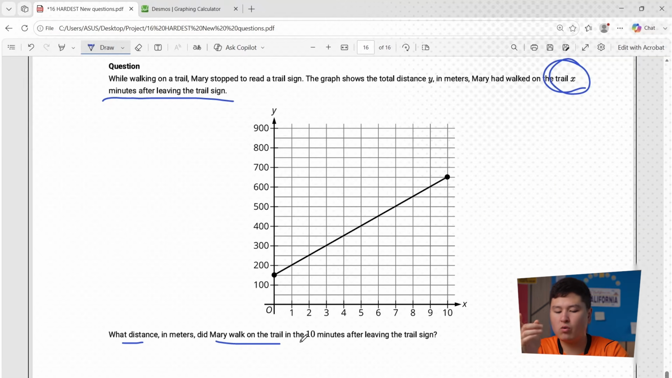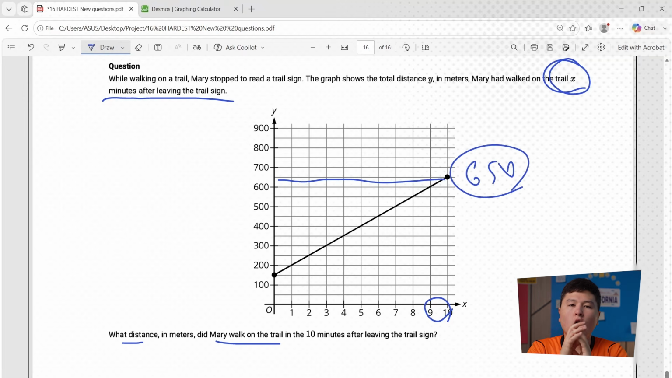Most of the students just look at the x value 10 and take the y value when x is 10, which is 650. 650 is the answer. Of course, no. Guys, 650 is not your answer. You have to find the distance after leaving the trail sign. Until the trail sign, Mary had walked approximately 150 meters. You have to find the meters in 10 minutes.